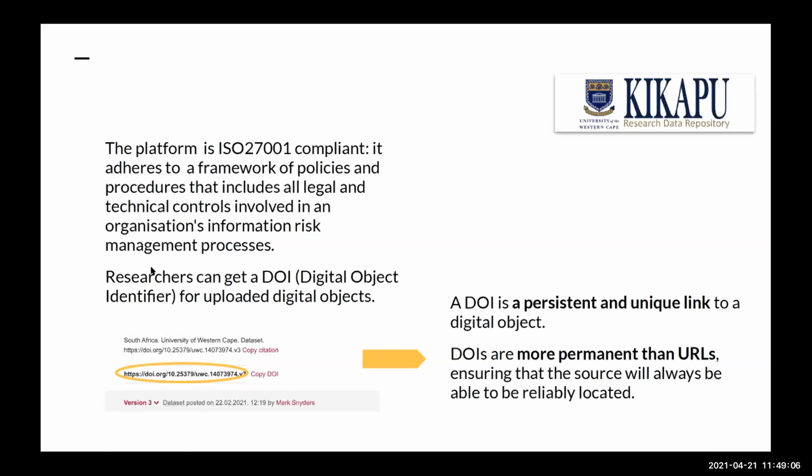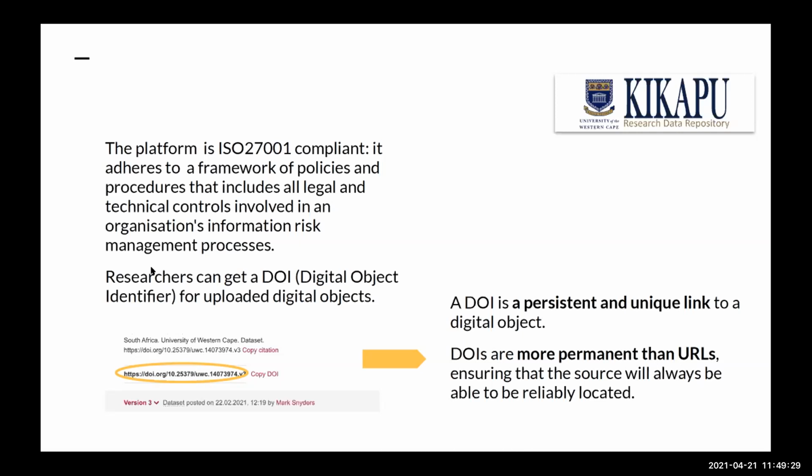Moreover, Kikapo is a data site node. This means that researchers can get a DOI, which is a digital object identifier, for uploaded digital objects. A DOI can be for a whole project or for a specific file. Users can upload any kind of data and a DOI can be minted for that object. A DOI is a persistent and unique link to that digital object.